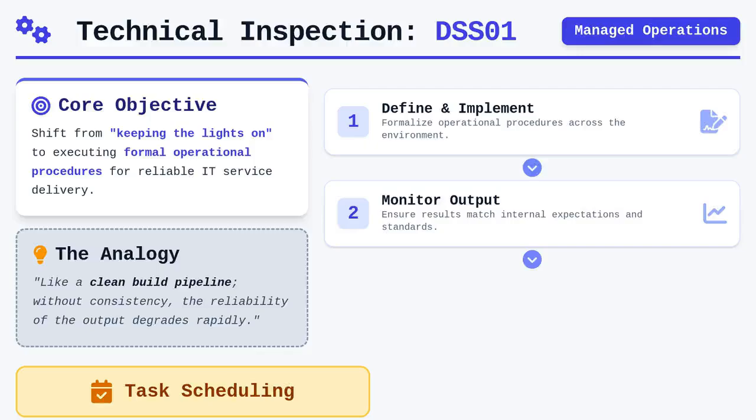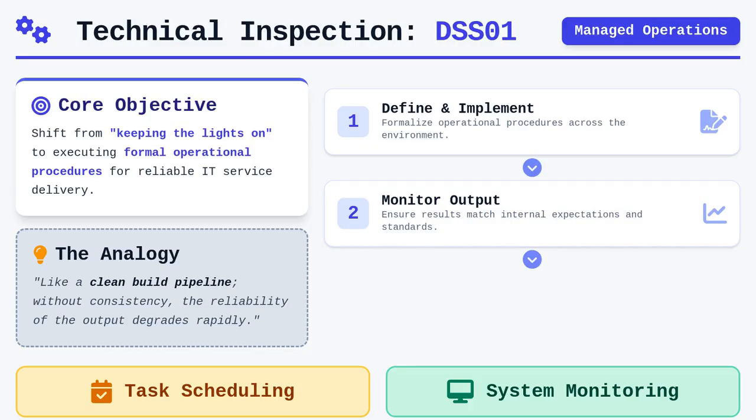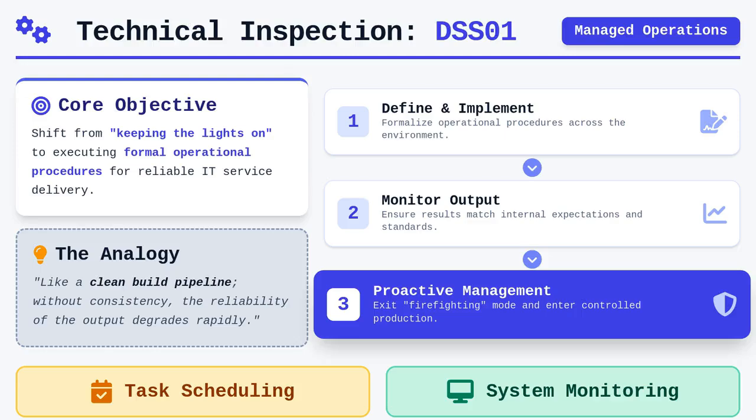You must focus on task scheduling and system monitoring, which are the essential components that allow an organization to move from reactive firefighting to proactive management of the production environment.